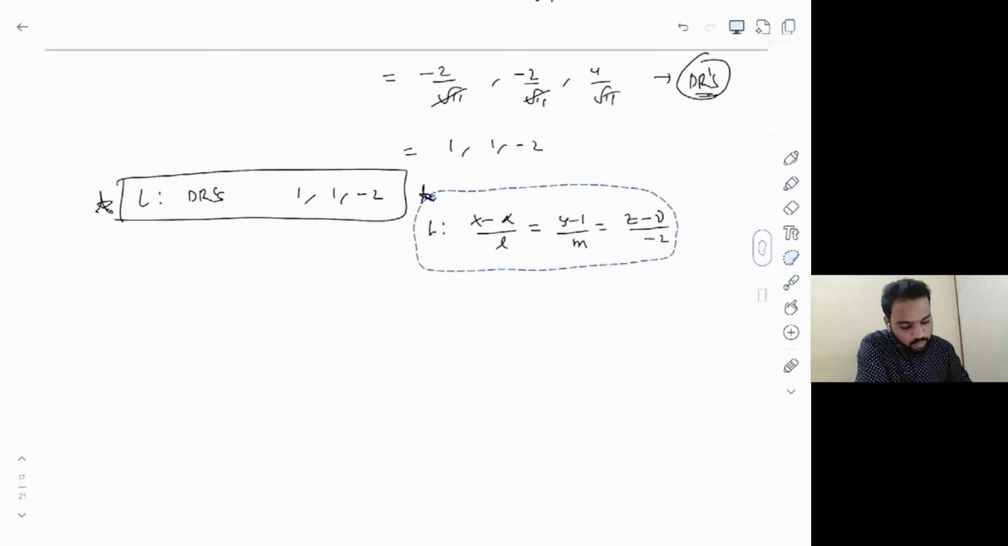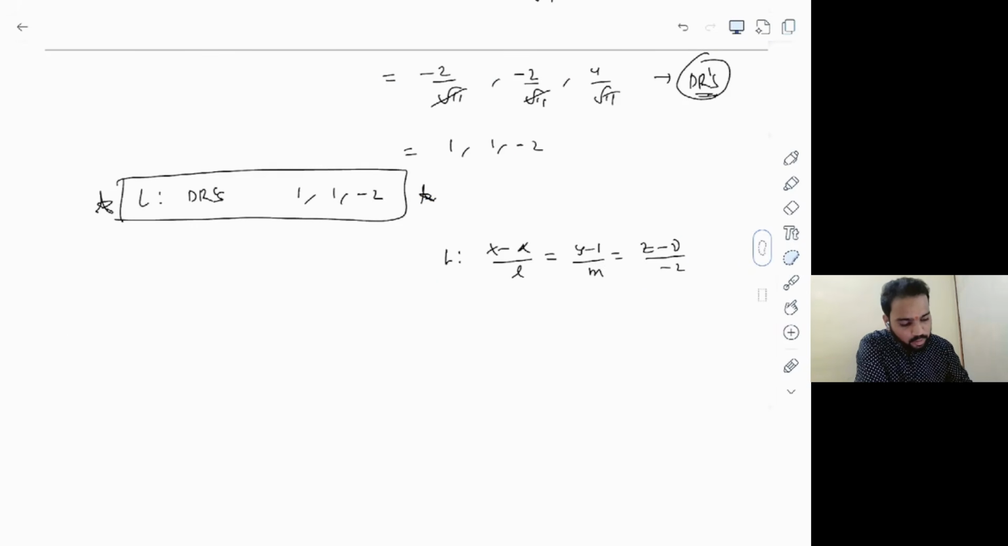And then let's compare with the DRs that we have obtained. Observe carefully. This is the given line already in the question, and these are the DRs we have got. Compare the denominators here. Because the third coordinate is the same for this DR, the first and second coordinates also must be the same.